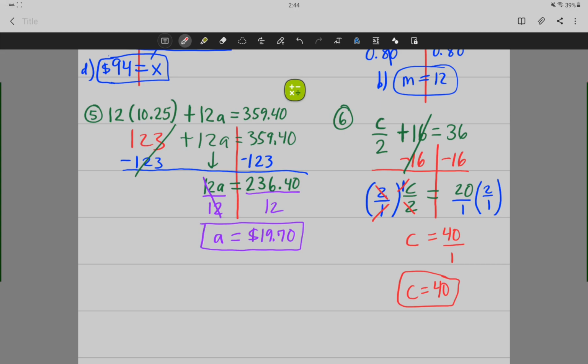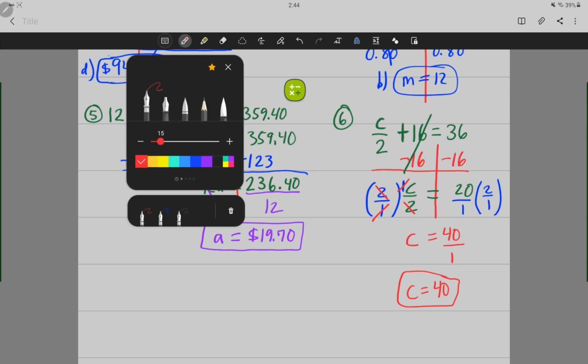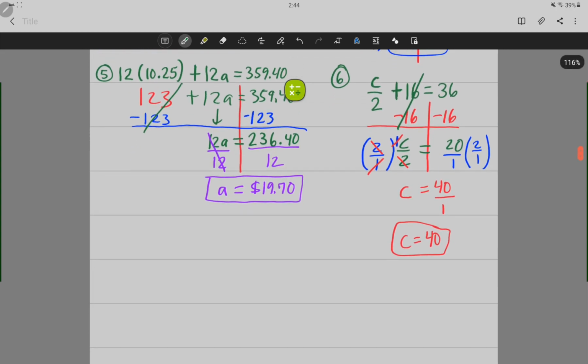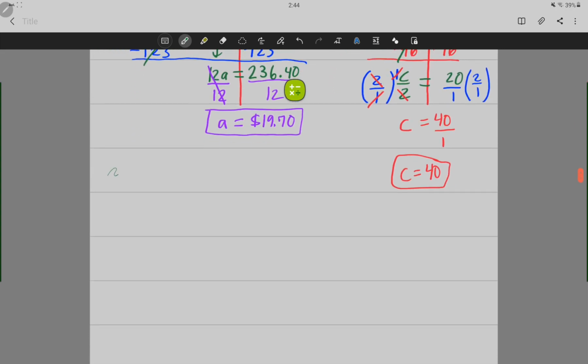So she began with 40 comic books, sold half of them, which would be 20, and then added 16. 20 plus 16 is 36. So that's how you can check if you're correct. Last but not least, we have number 7.